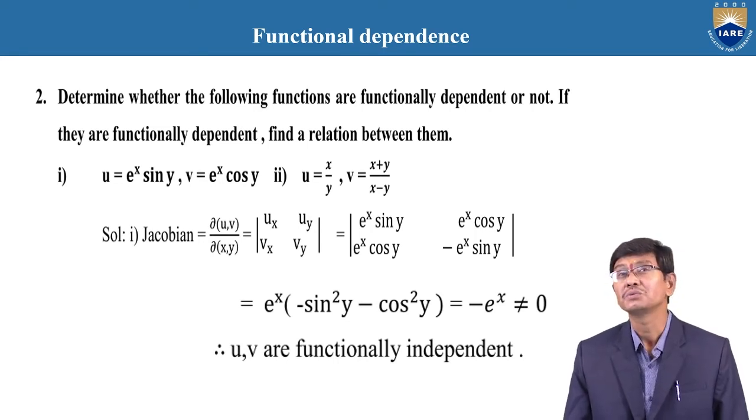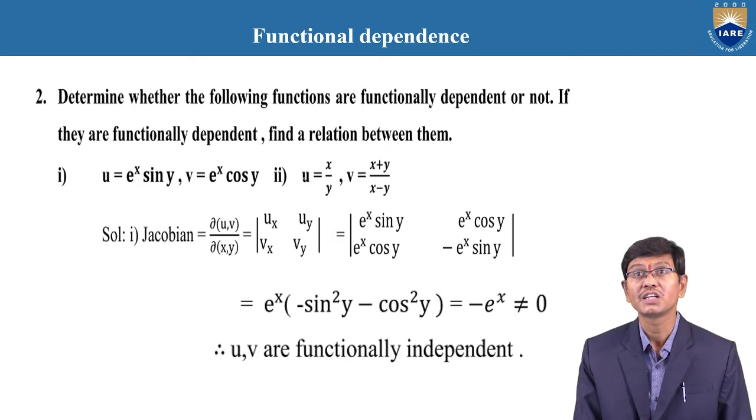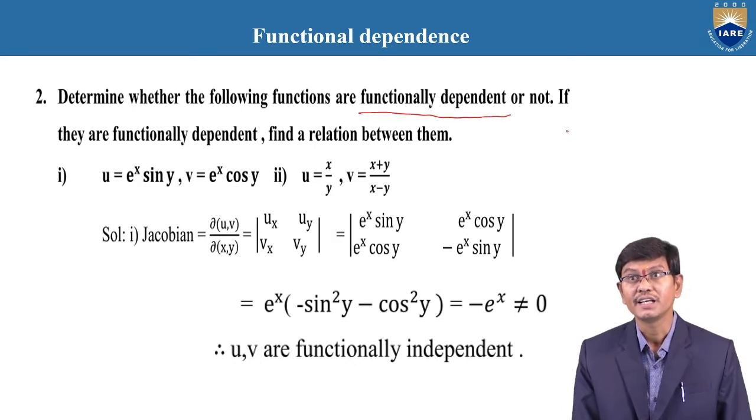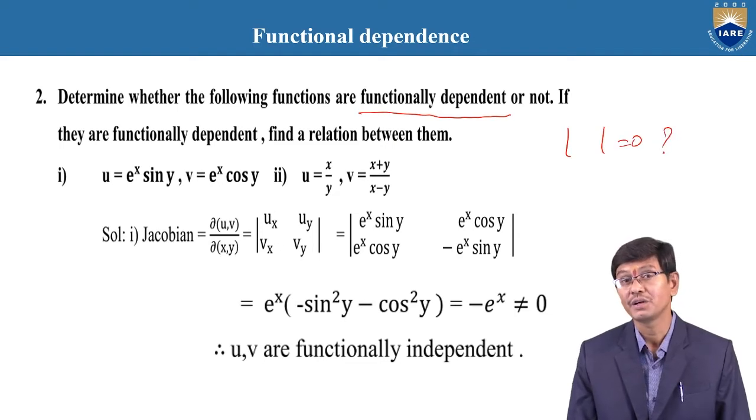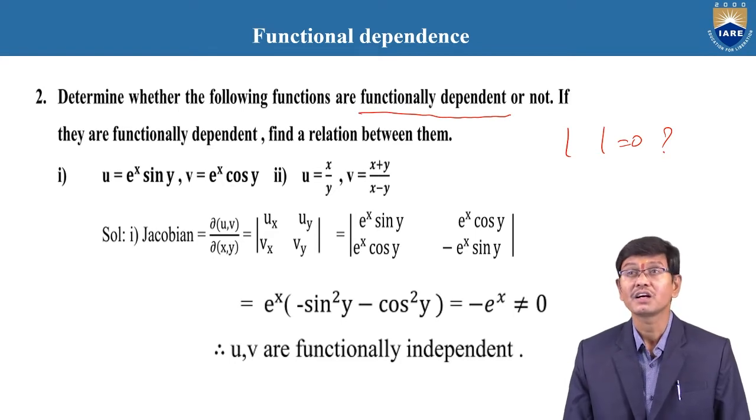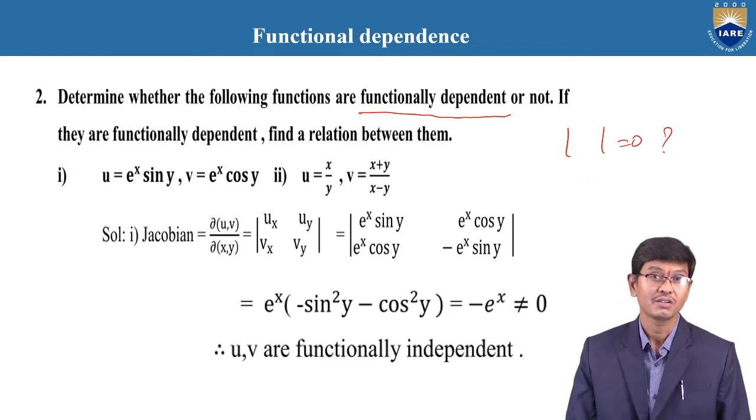Here also we need to check whether they are functionally dependent or not. That means whether the determinant is equal to 0 or not equal to 0. Then we need to find the Jacobian, to see whether they are functionally dependent or not. First of all, according to this determinant, the given functions are u = e^x sin y and v = e^x cos y.